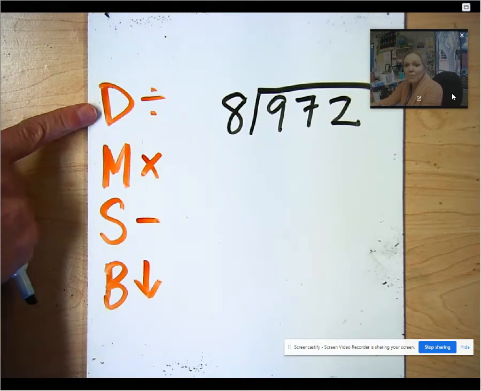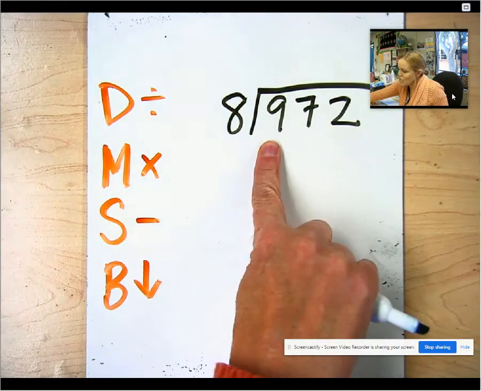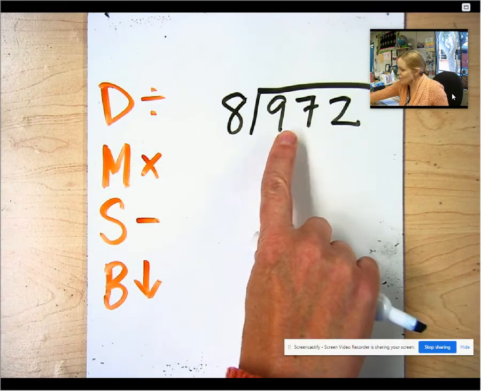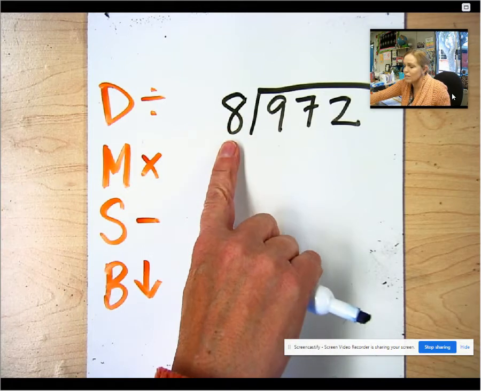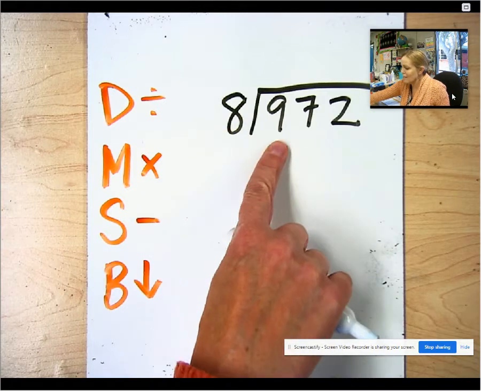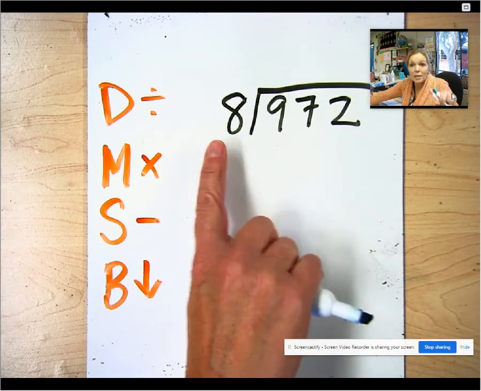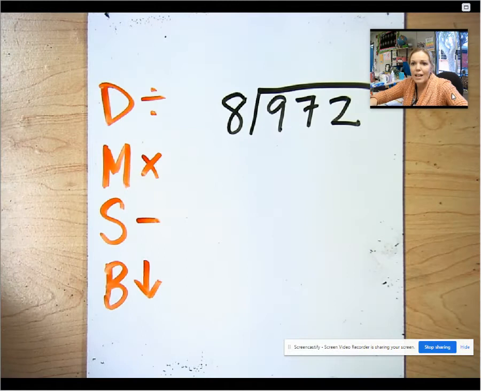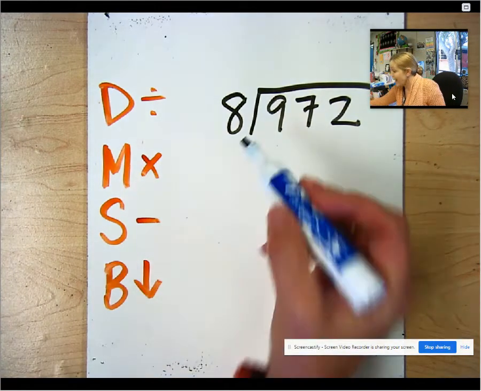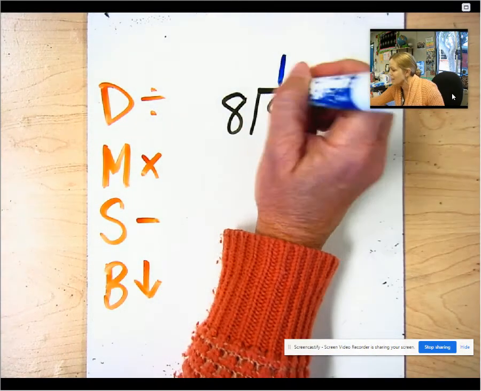Our first step, divide. What is being divided? Well, the first digit within the dividend. So 9 is being divided by 8. 8 is the divisor. So my question to ask is, can 9 be divided by 8? Or here's another way to think of it: can 8 fit into 9? If so, how many times? The answer is yes. 8 will fit into 9 one time, meaning it can be divided into 9.